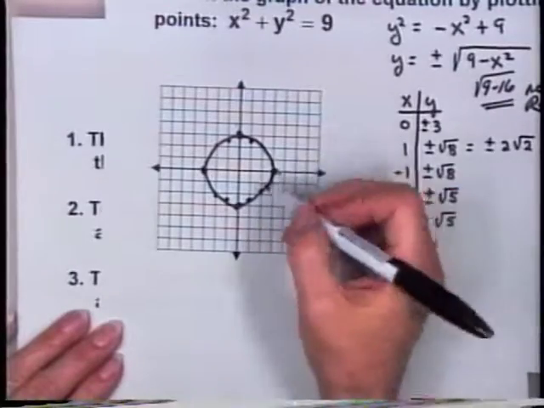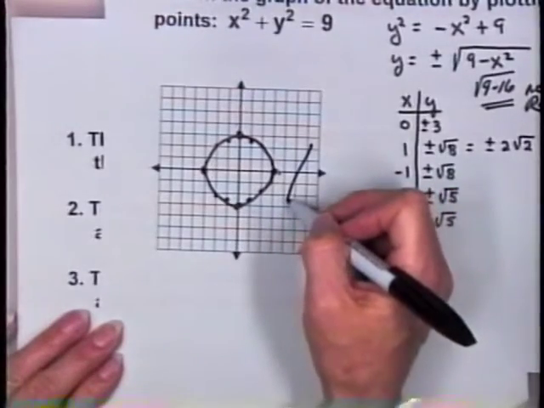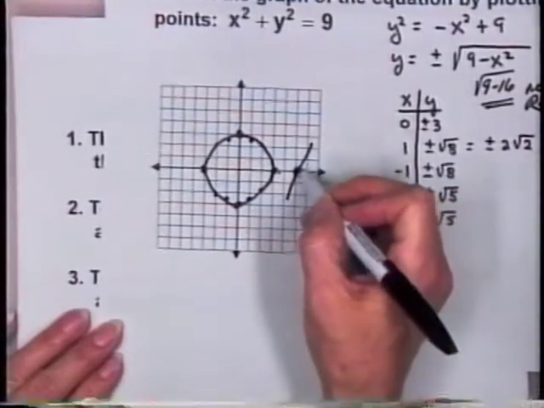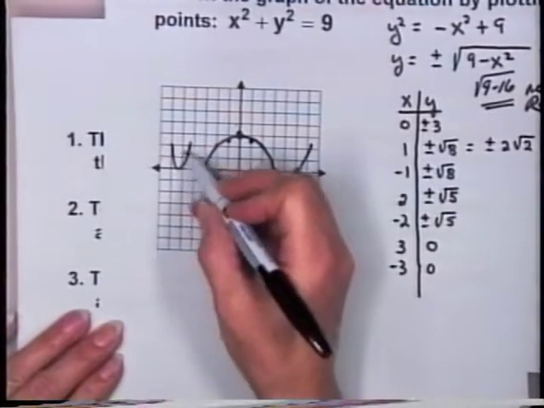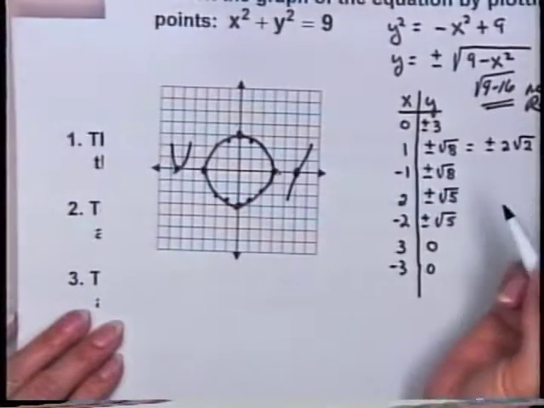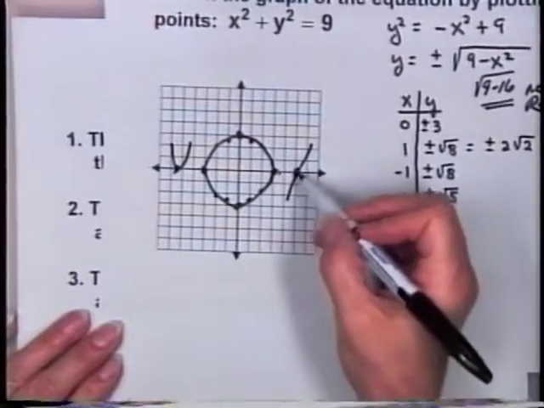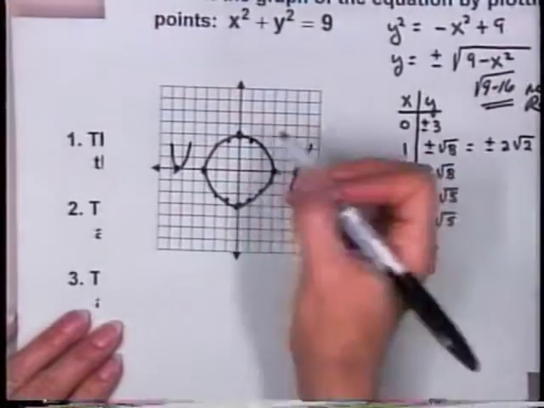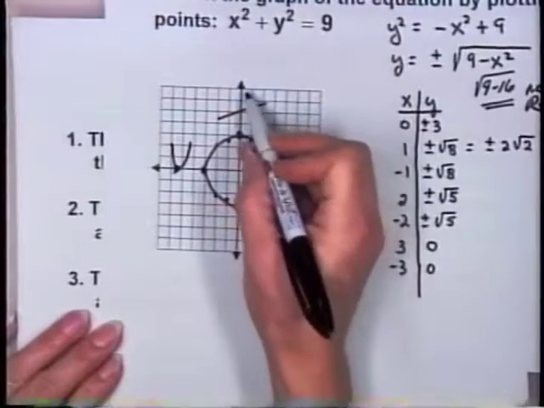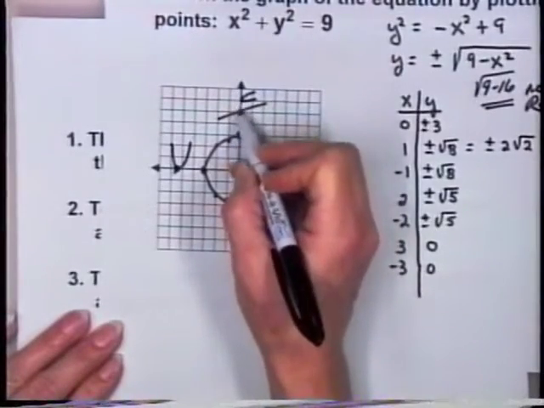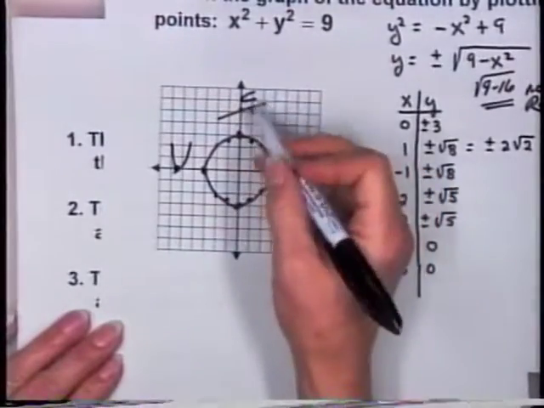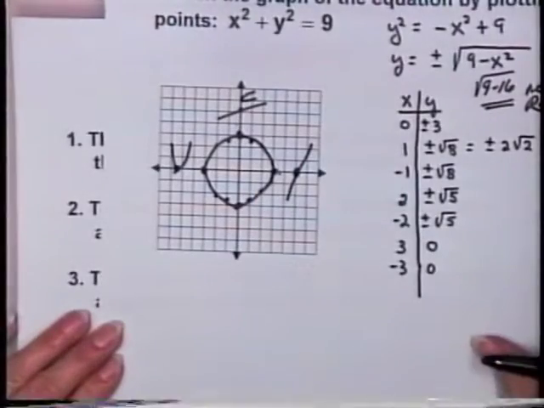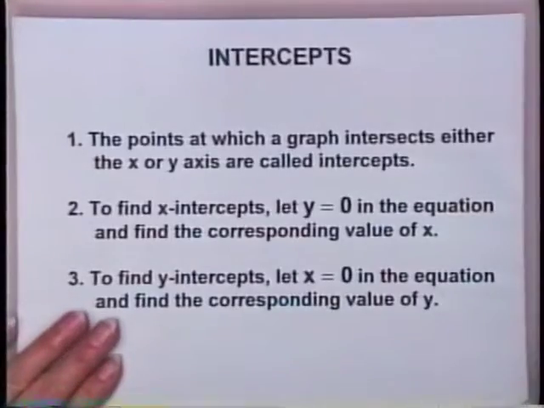Notice anytime a graph is crossing the x-axis, or touching the x-axis, that would be considered intercepting it. Your y value is 0 at that point, isn't it? Anytime a graph crosses or touches the y-axis, your x value for that point is 0. So that's the reason that we have the rules here.